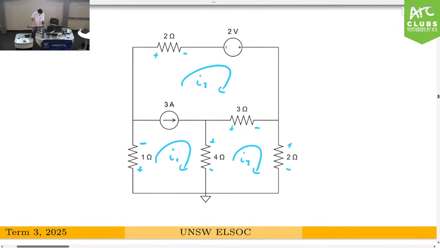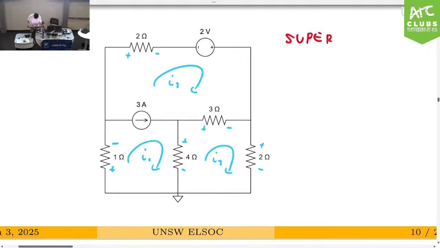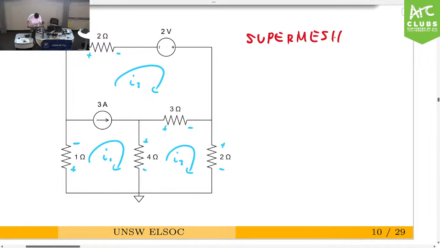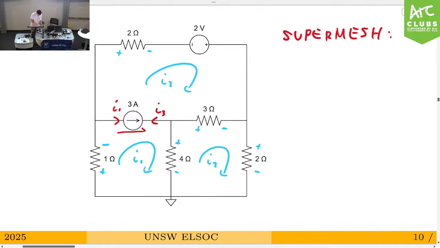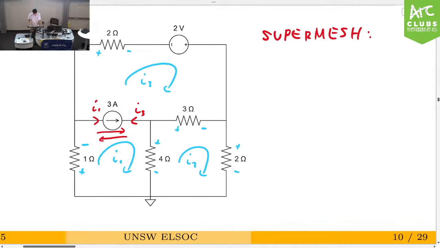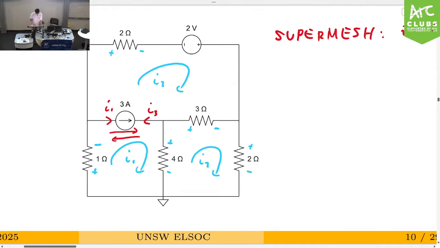Now, before we do anything, we also have a current source here. Our current source is between two meshes, so what we have to do is create a super mesh. Basically, our constraint equation is given by the difference of the currents being equal to the current source. We know I1 is going this way, and I3 is going that way, so if we do I1 minus I3, we should get 3 amps. So that's one of our equations we can use.